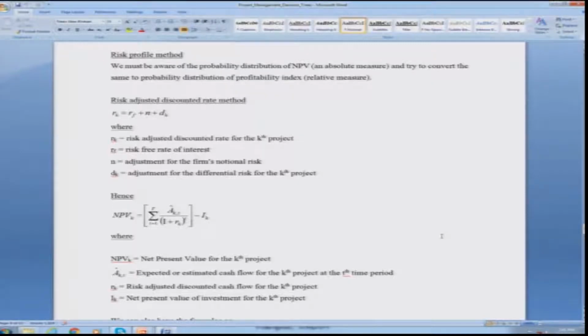So, hence the suffix K is for the project, T is for the time. And in the denominator you have exactly the same formula we have discussed a few slides back or in one of the classes, where RK is the risk adjusted interest rate and T is the time period.